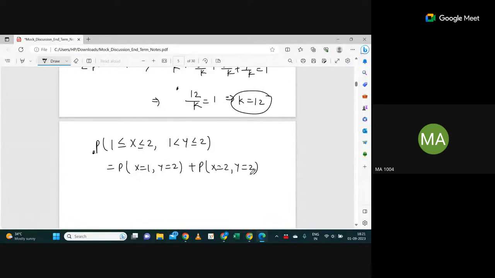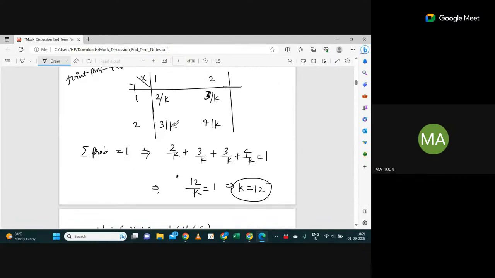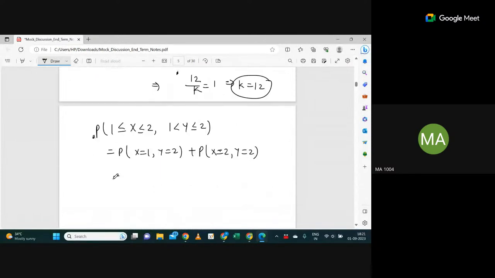Yes or no? Everyone would agree with me? Yes. Okay. What are the values? X equal to 1, y equal to 2, 3 by k. X equal to 2, y equal to 2, 4 by k, right? So that means it's 3 by k plus 4 by k, it's 7 by k, and we have the value of k as 12, so it's 7 by 12, right? So let me check the answer. Yeah, so 7 by 12 is there.